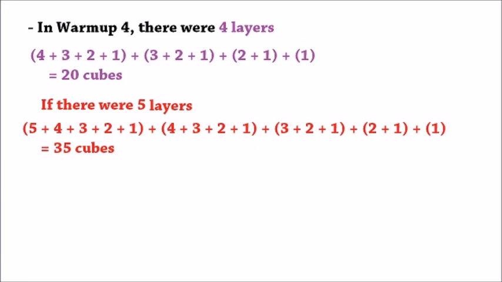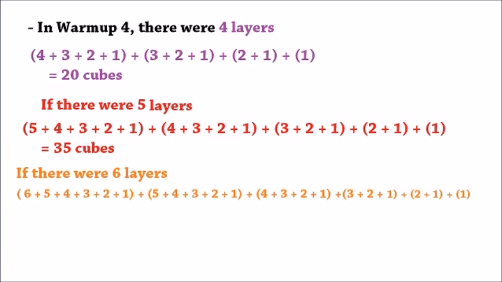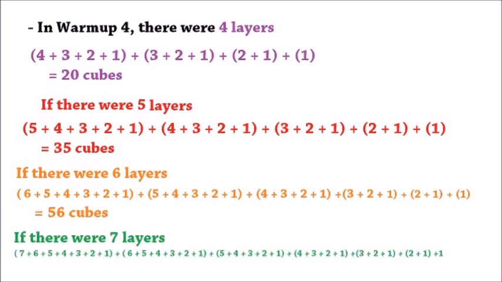If there were 6 layers, what do you think we're going to do? Yes, we're going to do a very similar thing to find the number of cubes in the 6th layer: 6 plus 5 plus 4 plus 3 plus 2 plus 1, and add it to the number of cubes if there were 5 layers, which we already know is 35. So the number of cubes if there were 6 layers would be 56 cubes. If there were 7 layers, we'd adopt a very similar method: find the number of cubes in the 7th layer, and then add it to the number of cubes in 6 layers, and we would get a total of 84 cubes in 7 layers.